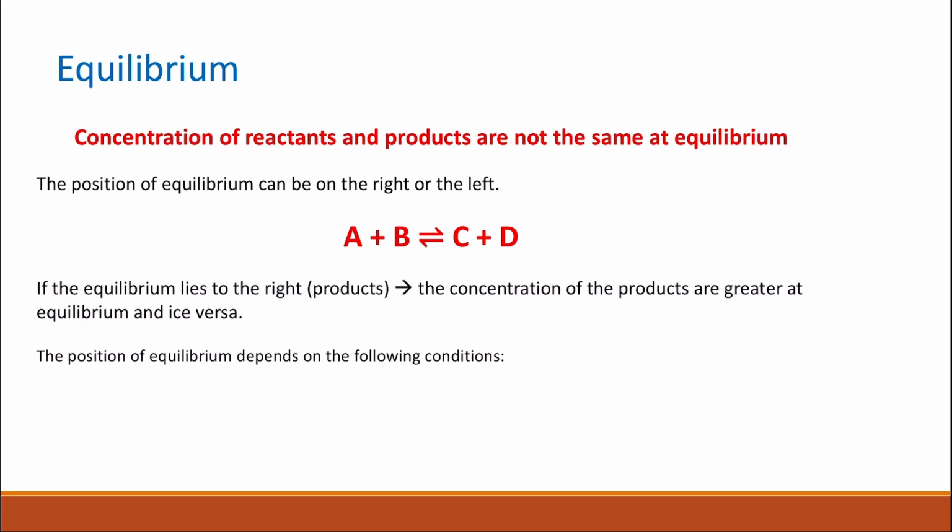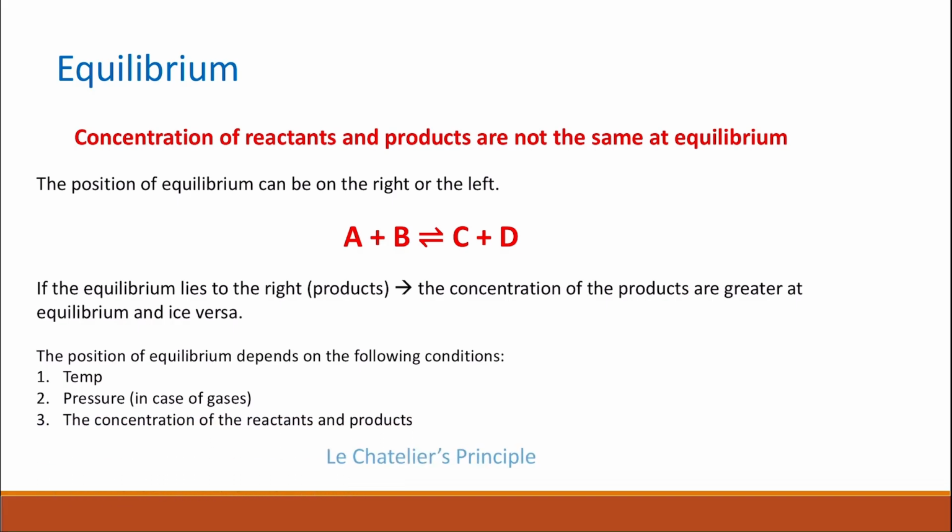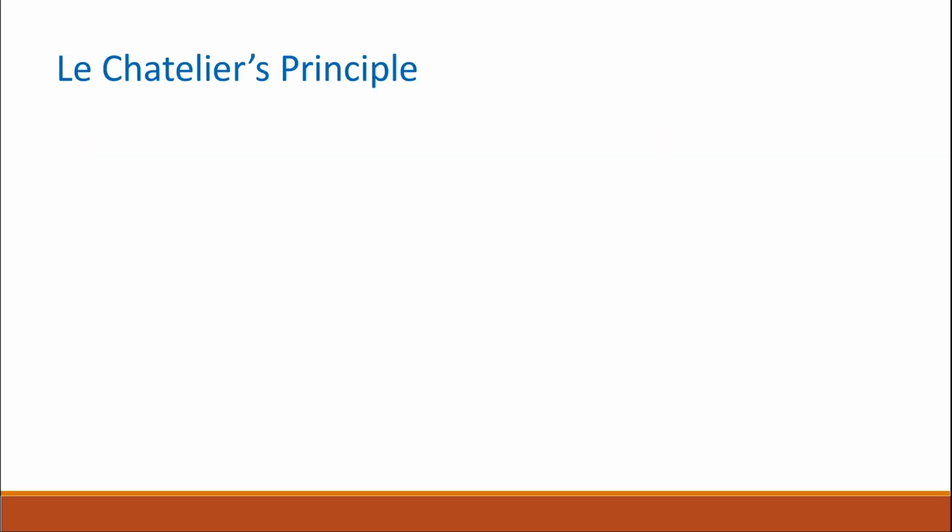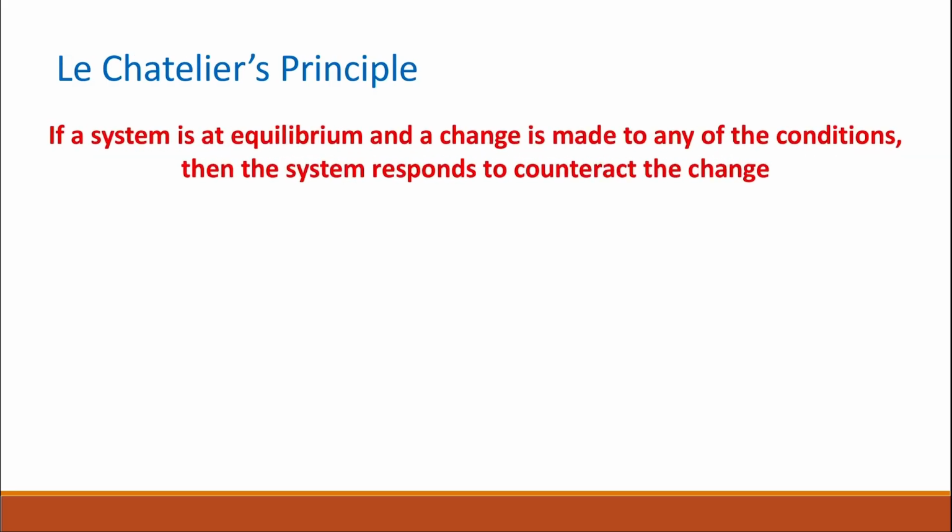The position of the equilibrium will depend on certain conditions. These are temperature, pressure in the case of gases, and the concentration of reactants and products. Le Chatelier's principle describes how these factors affect the position of equilibrium. According to Le Chatelier's principle, if a system is at equilibrium and there is a change in any of the conditions, then the system will respond to counteract that change.